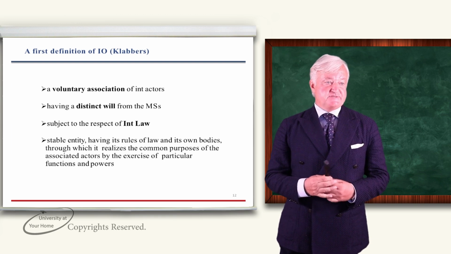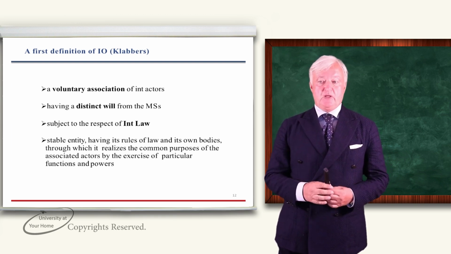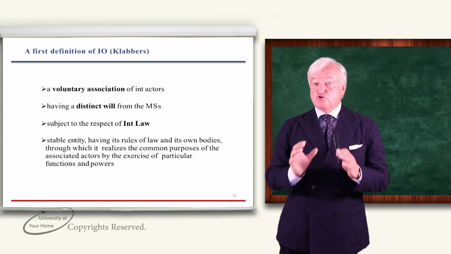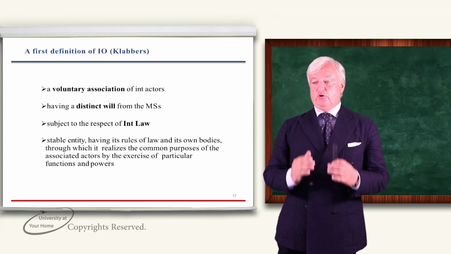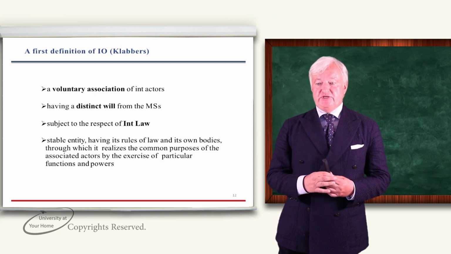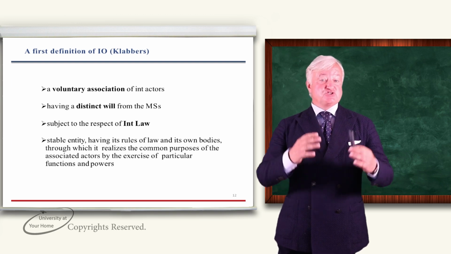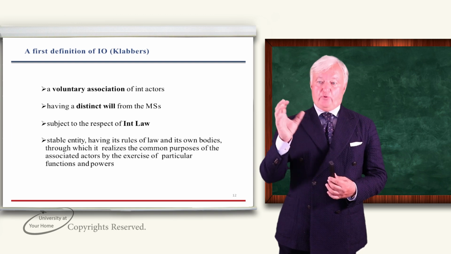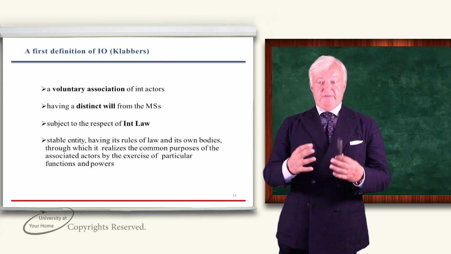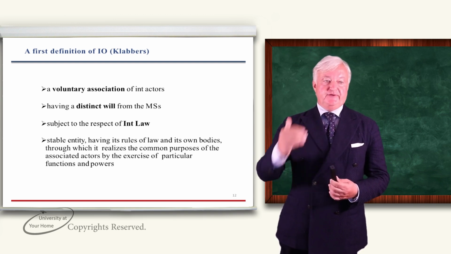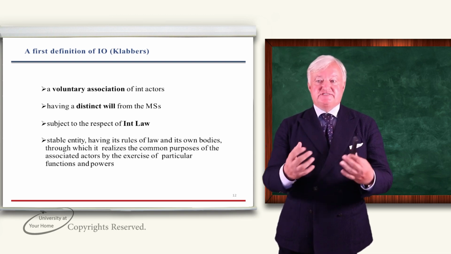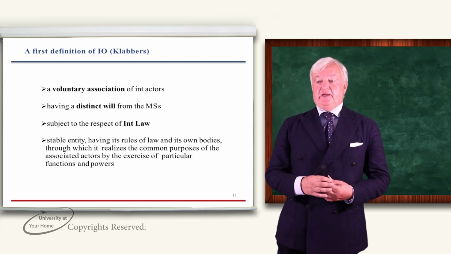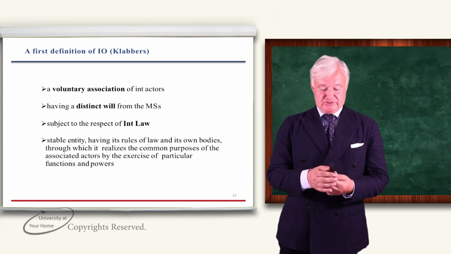International organization is a voluntary association of international actors having a distinct will from member states, subject to the respect of international law, and also has to be a stable entity, having its rules of law and its own bodies, through which it realizes the common purposes of the associated actors by the exercise of particular functions and powers. So, these 4 points are the key points when we present an international organization, and when you have to understand better if an international organization can be considered really a player on the international environment.